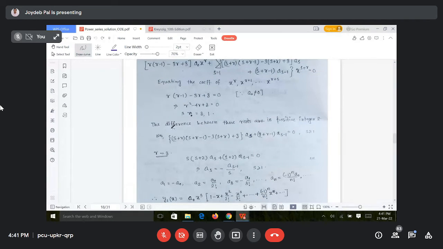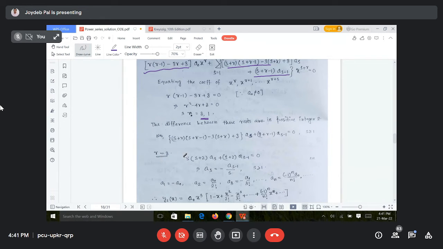Fine. So here it is the case. Roots are differing by an integer because 3 minus 1 it is 2, which is an integer. So for the larger root you have to write the first solution. So I am assuming r is equal to 3 in the first case. Now apart from the coefficient of x to the power r, we have only the recurrence relation. So that recurrence relation is equal to 0.